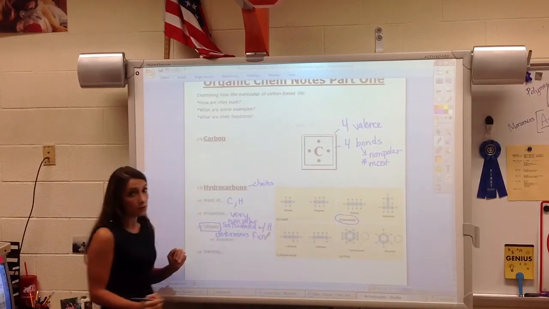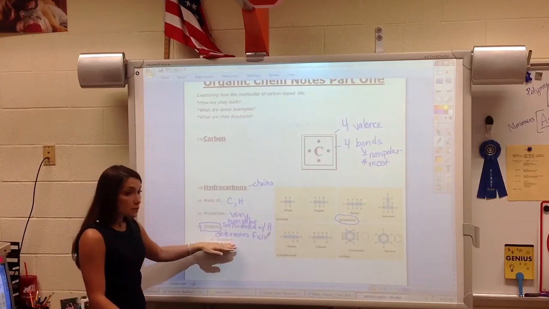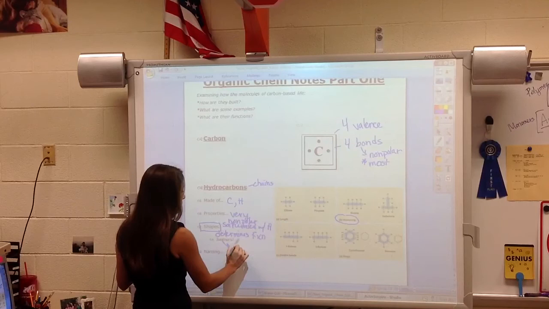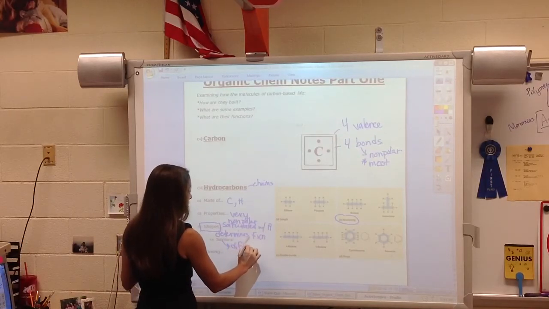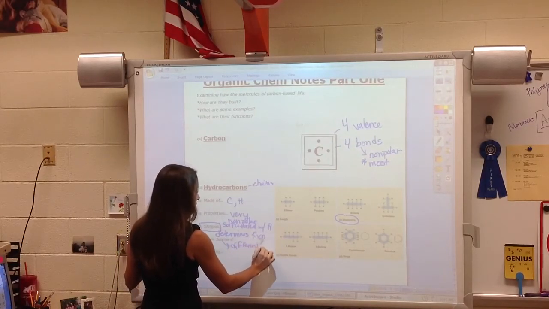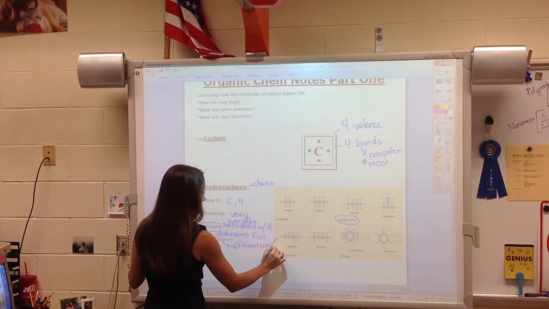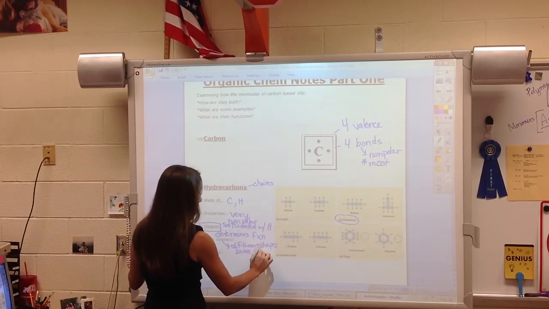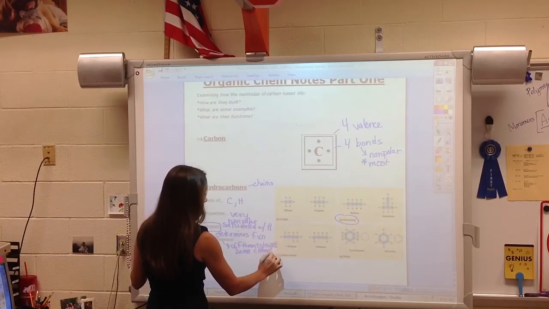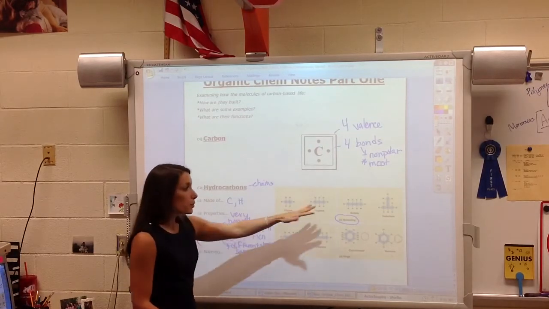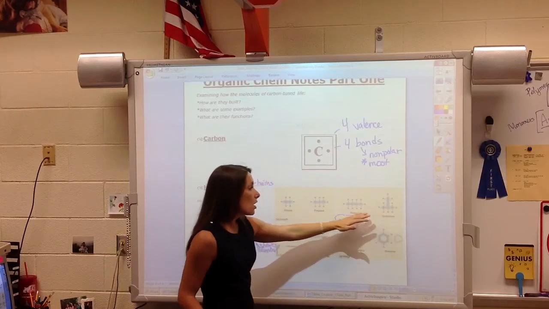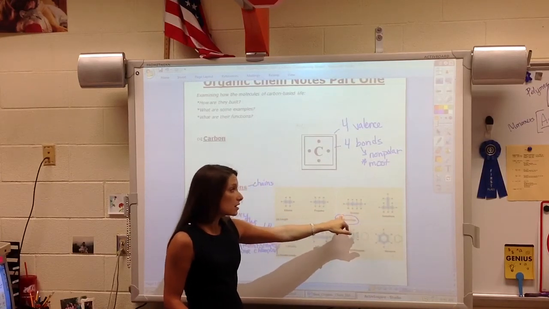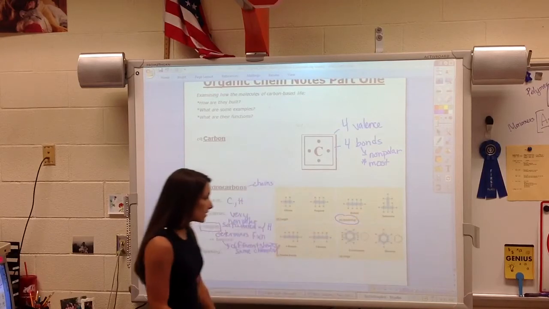FXN is how I abbreviate function. And isomers are just names for different shapes. So isomers tell us that we have different shapes but the same chemical formula. So butane and isobutane are both going to be C4H10, but they're just shaped slightly differently.